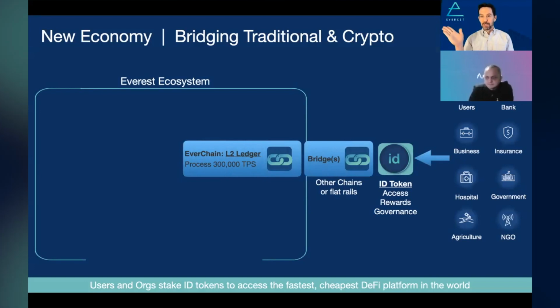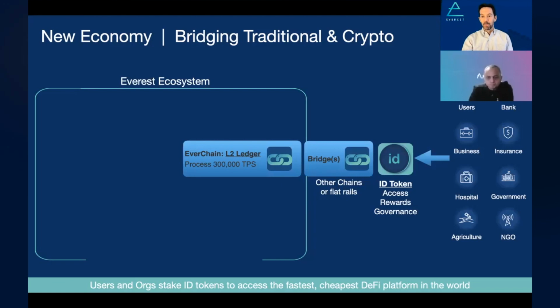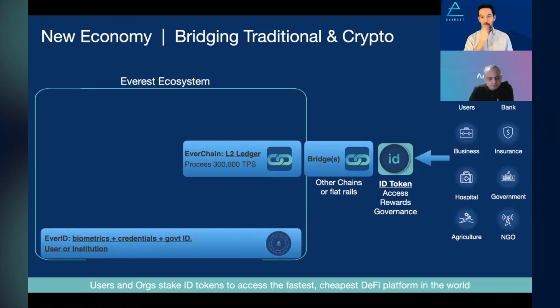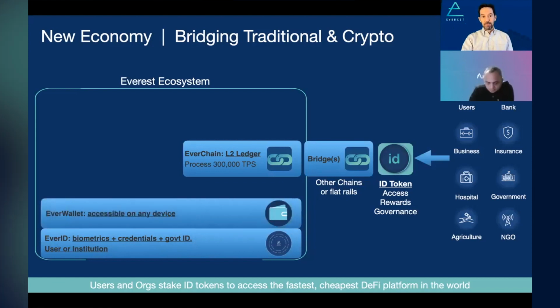We also bridge differently, but to fiat, right? So we literally hit all the local rails of ACH, SEPA, NPP, and lighting those things up around the world. So what we do that's interesting is we've got this whole ecosystem we call EverID. It's biometrics, credentials like KYC, government IDs for users or institutions. It builds this account.